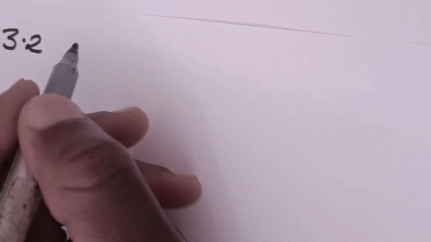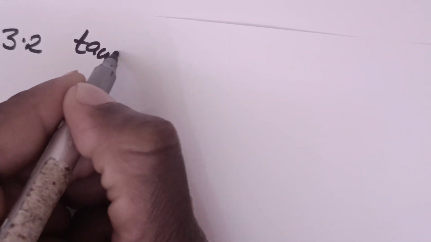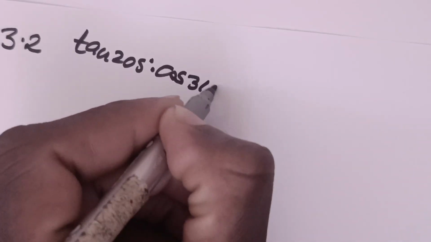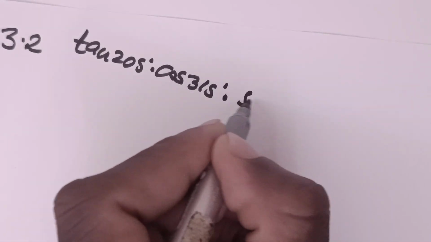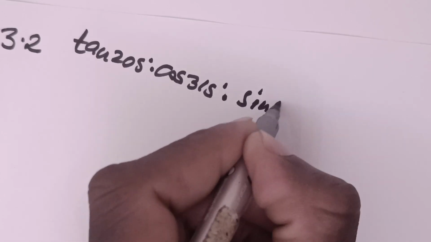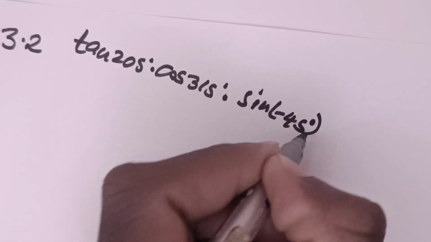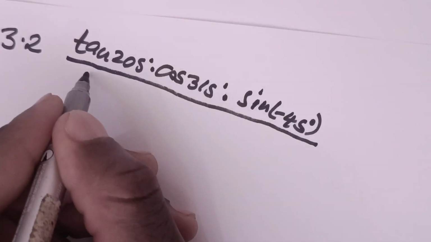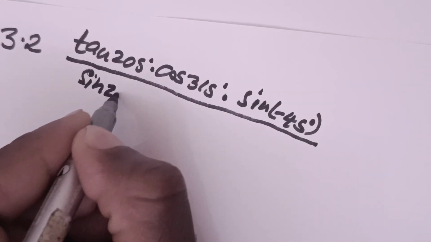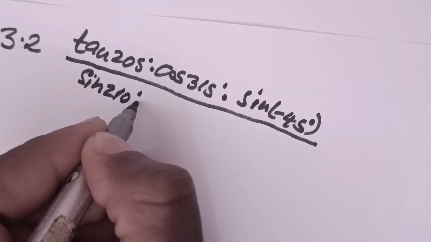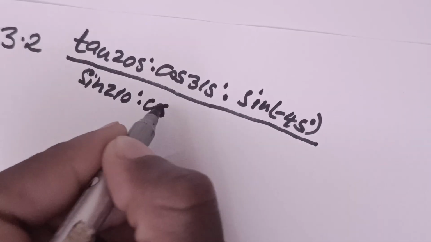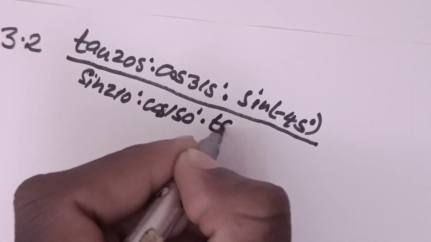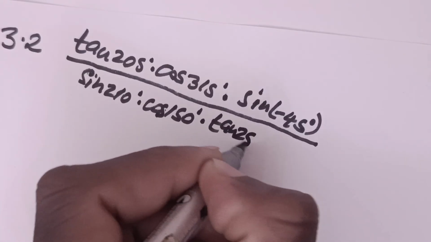3.2. Tan 205 degrees, cos 315, multiply sine of that negative angle, negative 45 degrees. It's a sine of a negative, all divided by the sine 210, multiplied by the cos 150, multiplied by the tan of 25.